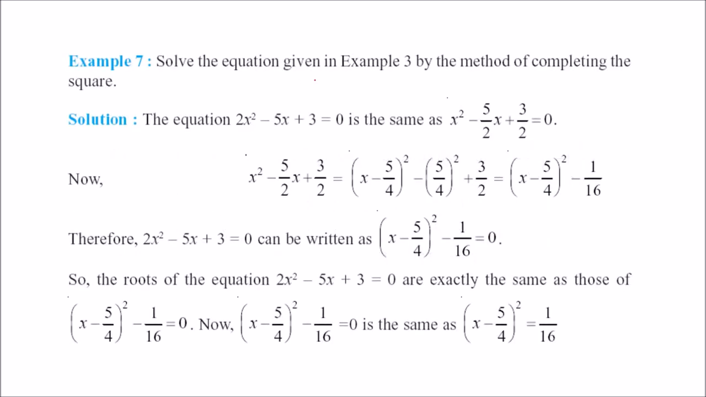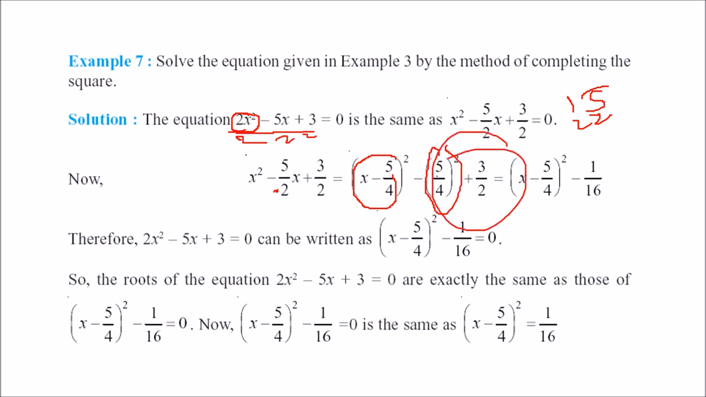So let us take a few more examples. 2x square minus 5x plus 3. This is not a perfect square, so you have to divide it by 2. So x square minus 5 by 2 x plus 3 by 2. Now you know that (x minus 5 by 4) whole square, this one, you have to subtract this 5 by 2 by 2, that is 5 by 4. So you have to subtract this, and now add this, it becomes a perfect square.